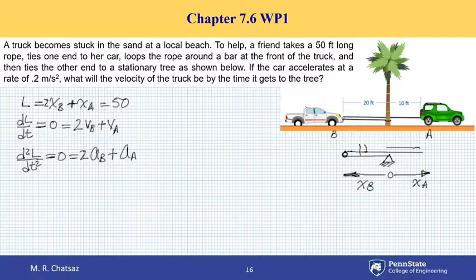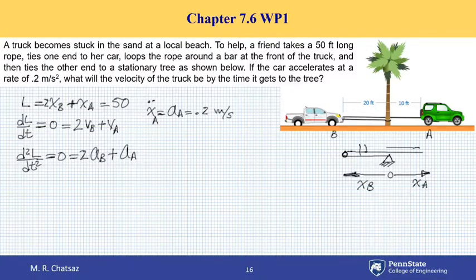So now I have the velocity relationship and the acceleration relationship. Observe that the statement of the problem says the car accelerates at a rate of 0.2 meters per second squared. Therefore, acceleration of A is known as 0.2 meters per second squared. If you like, you can call this x double dot A. Both notations are used, and you see what they represent.